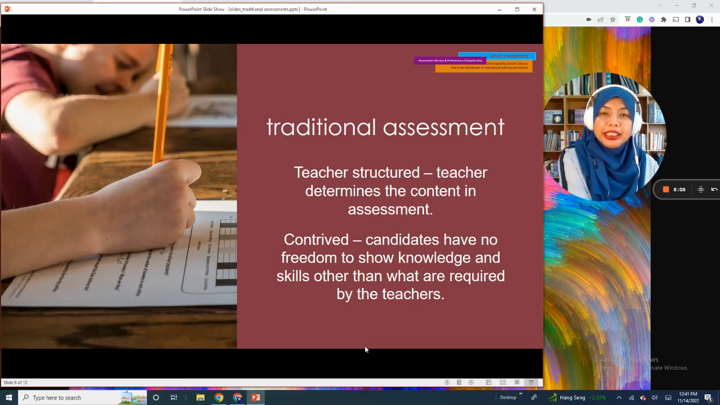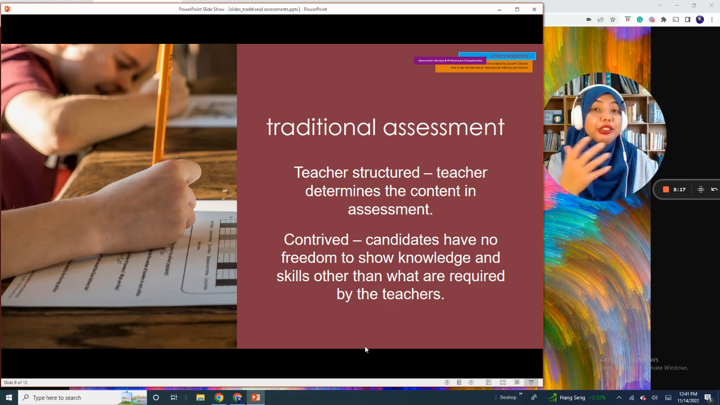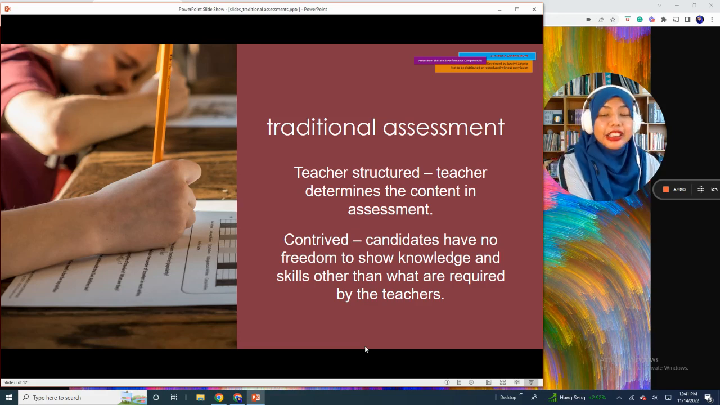Traditional assessment is teacher structured, okay, which means that teachers are the ones who decide and determine the content of the assessment. Because it is structured by teachers, the students or the candidates do not have any freedom to decide the directions or the manner in which they want to present their answers. I'll get to that in a short while.